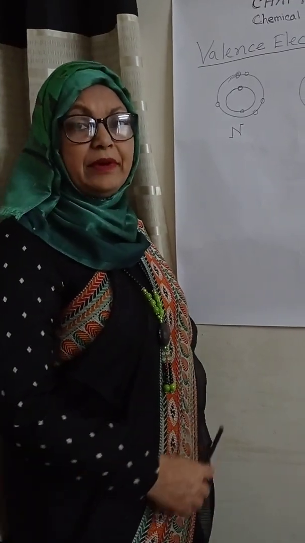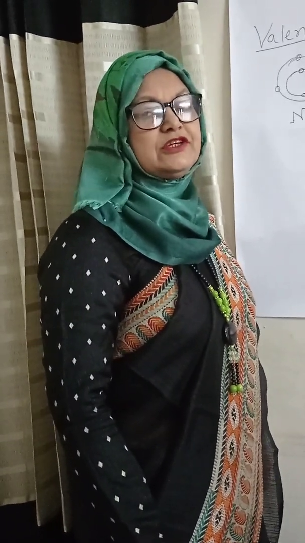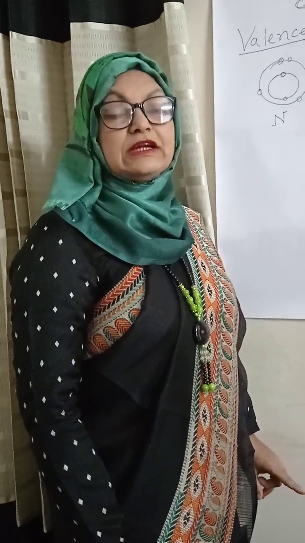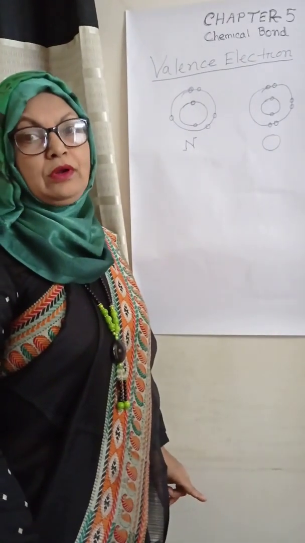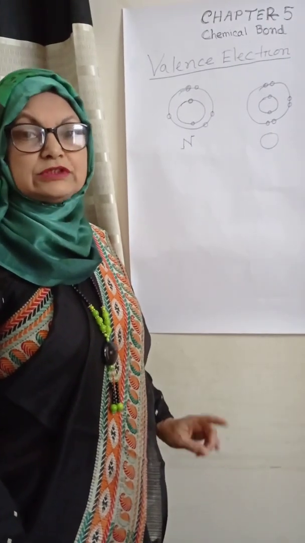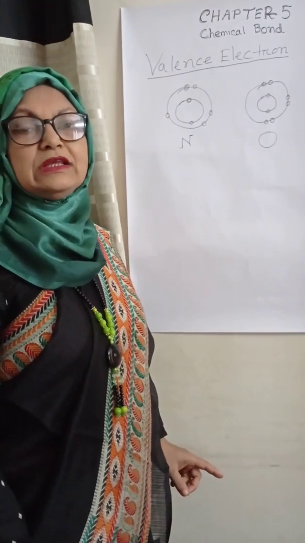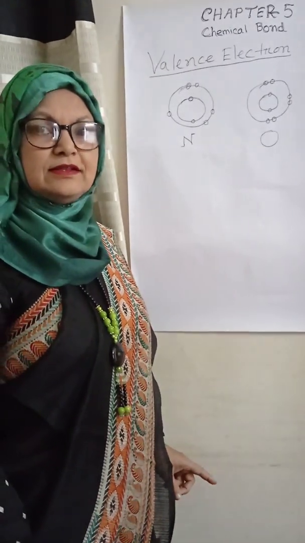Now, from the above discussion, we can say that we can identify the valence electron by using electronic configuration. And another important thing is, to determine the valence electron, you have to count the total number of electrons in the outermost principal energy level.